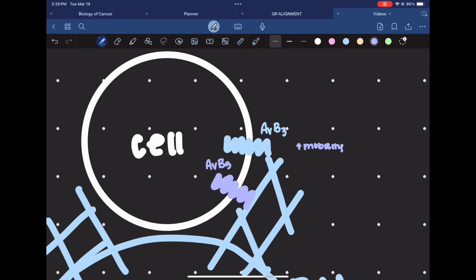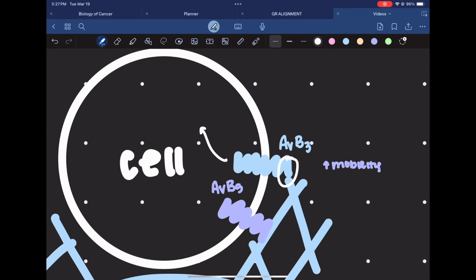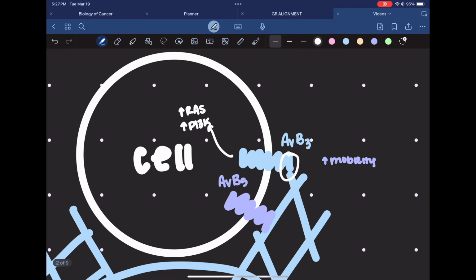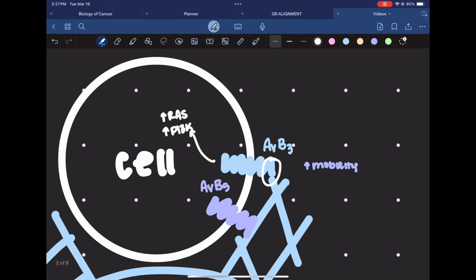So when these integrins bind to components of the matrix and they interact, it's going to lead to a couple different things. The first is that it triggers an increase in some of our intracellular pathways. So RAS and PI3K are examples of pathways that are going to increase growth, proliferation, etc. of the cancer cell. And our integrin binding is going to trigger those pathways.